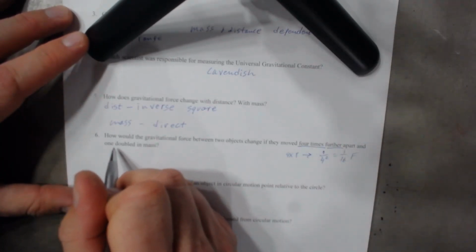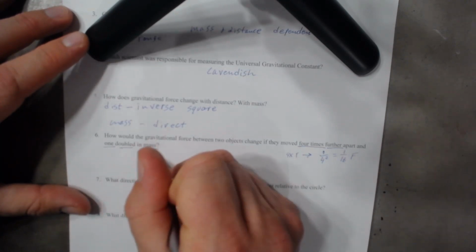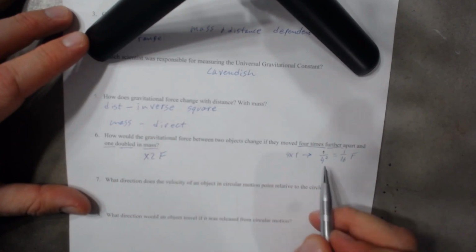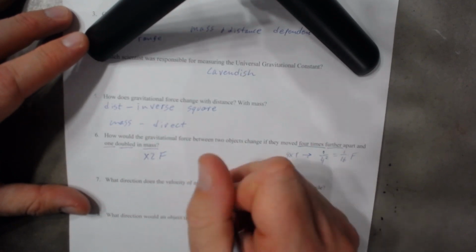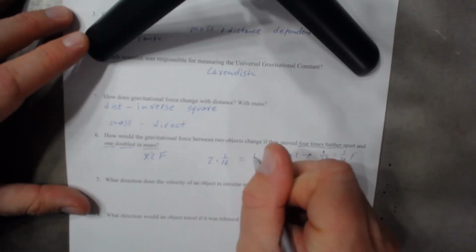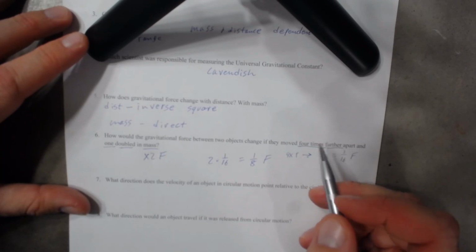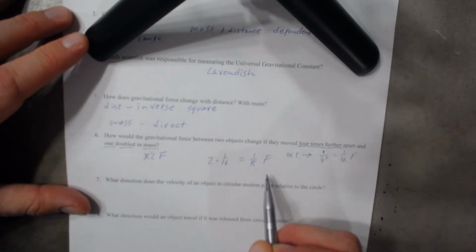All right, if we double one of the masses, well, that's times 2 to the force. So we got times 2, we got 1 over 16, so 2 times 1 over 16 gives us 1/8 the original force. So if you change multiple things in the equation, multiply all your changes to find your final change.